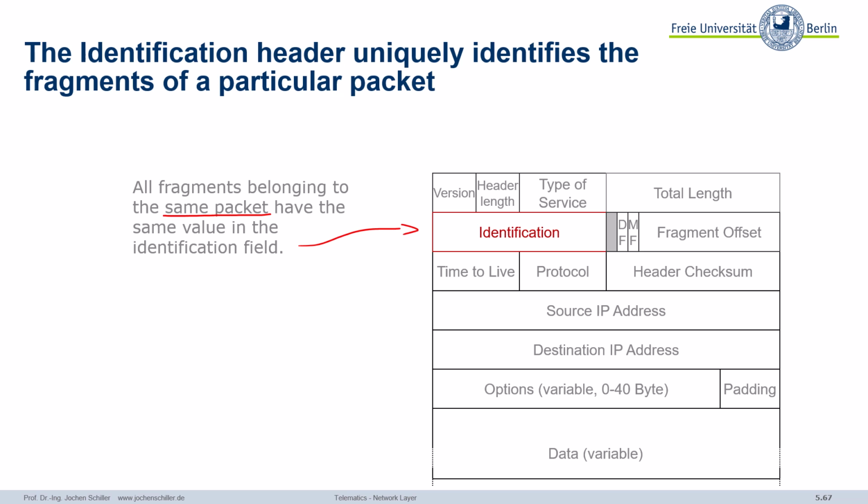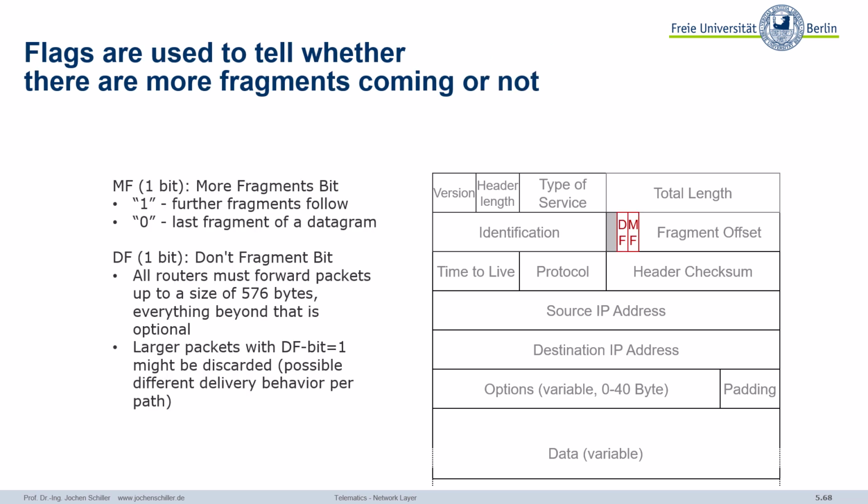Then we have additional flags, don't fragment, and more fragment bits. More fragment bits, that simply means, okay, if it's 1, further fragments will follow, and 0, it's the last fragment of a datagram. Then the receiver knows, okay, that's at least the last one, and then can check to have all the others, or at least wait a bit for all the others.